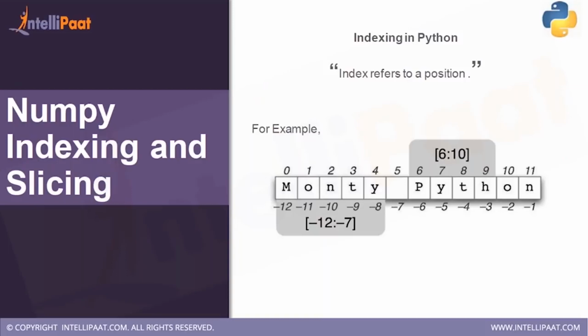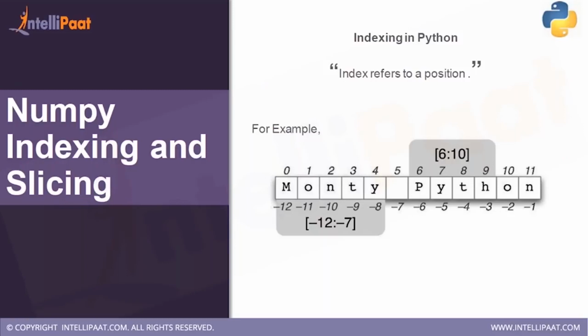But when we go for negative indexing, we go from the larger number to the smaller number, because for negatives everything goes opposite, and the bigger the number, the smaller it is. So with -12 and -7, it will go from -12 till -8, because the right end is always excluded. That's how it prints the entire Monty Python string. So that is how indexing works in a Python list.